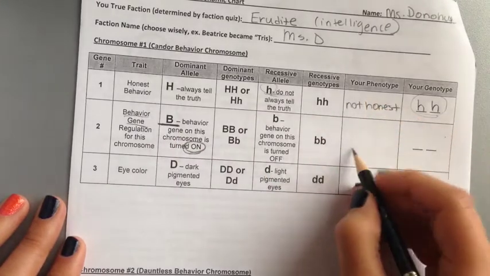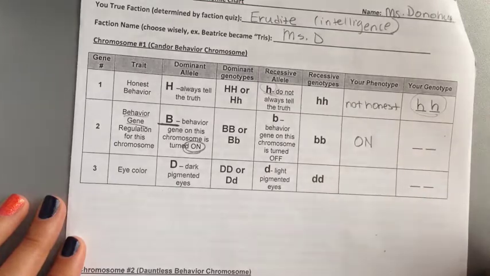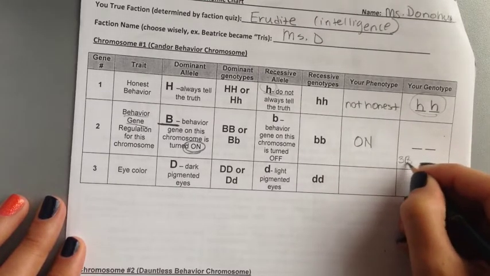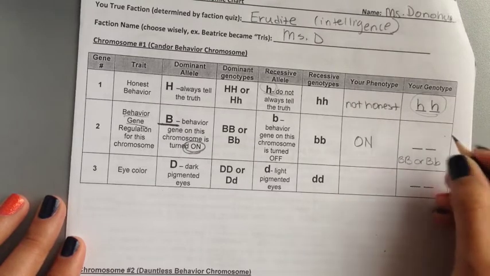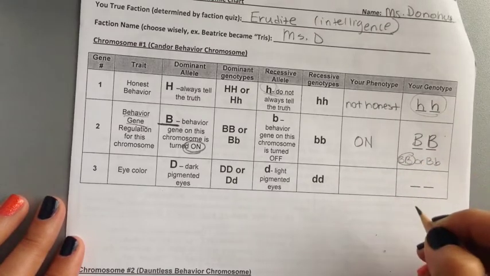So where it says your phenotype for this behavior regulator gene, I'm going to put on. And my genotype for it, I get to pick. It could be either big B, big B, or big B, little b. In this case, what I'm going to choose is big B, big B. That's what I'm going to pick. And that's what your chart should look like so far.